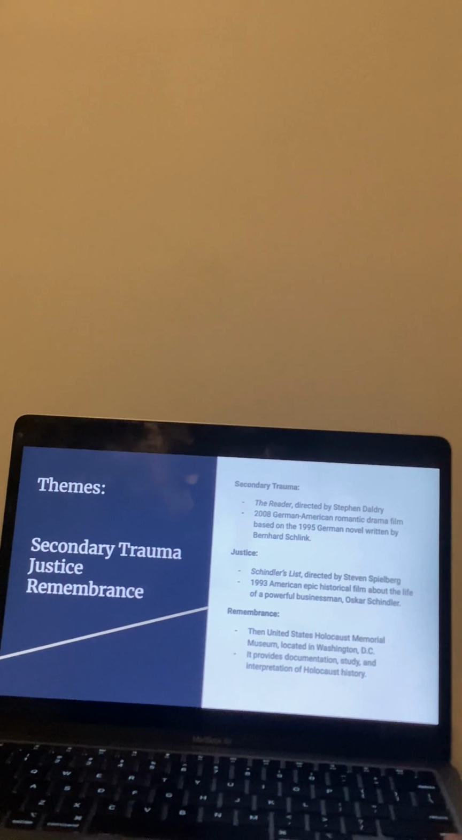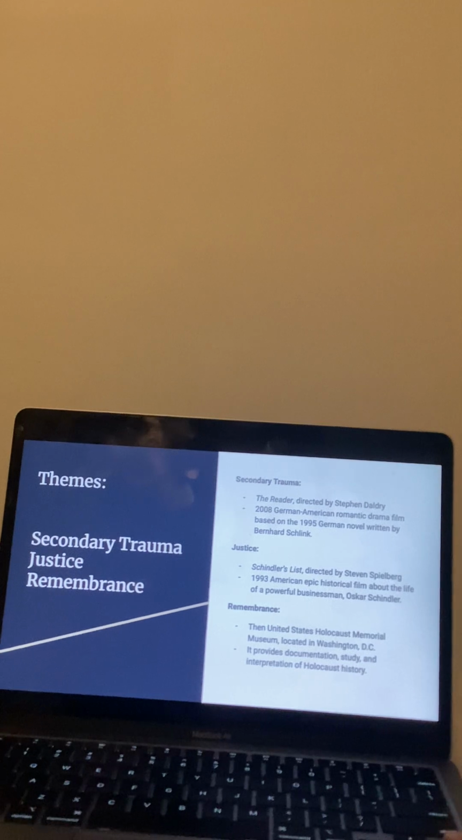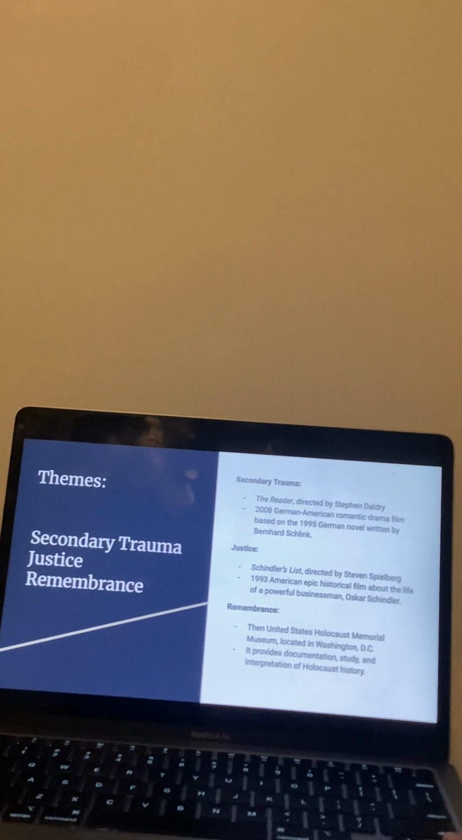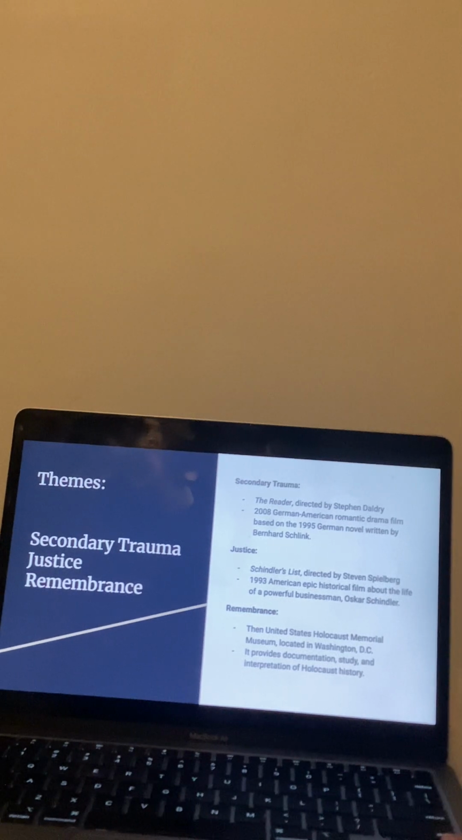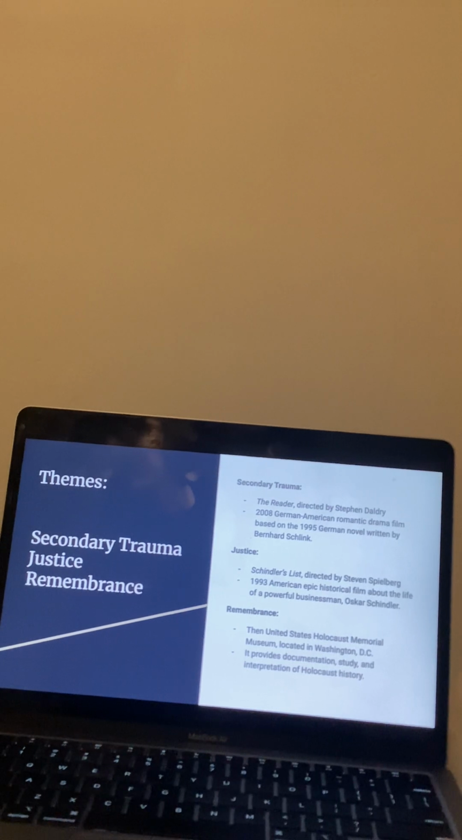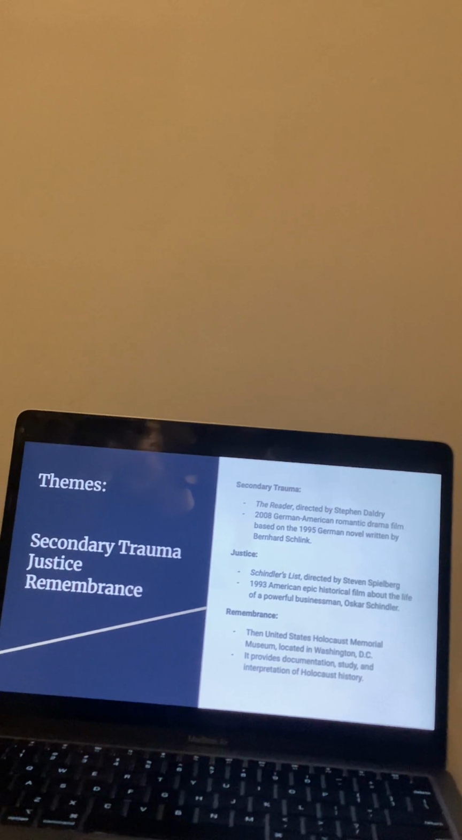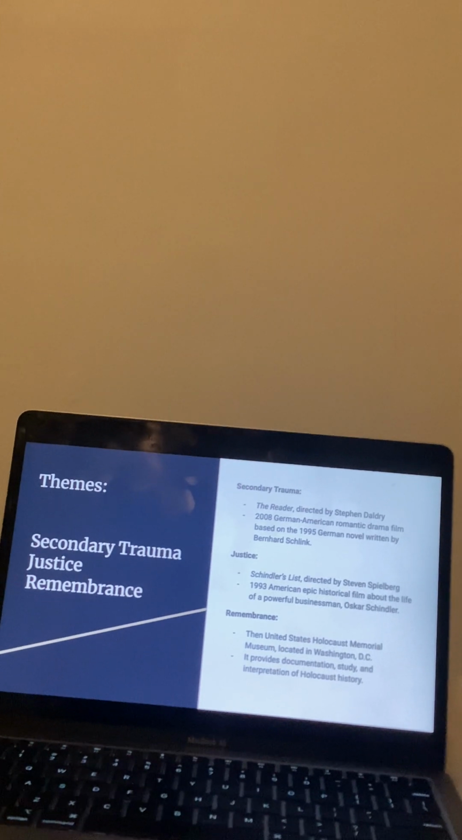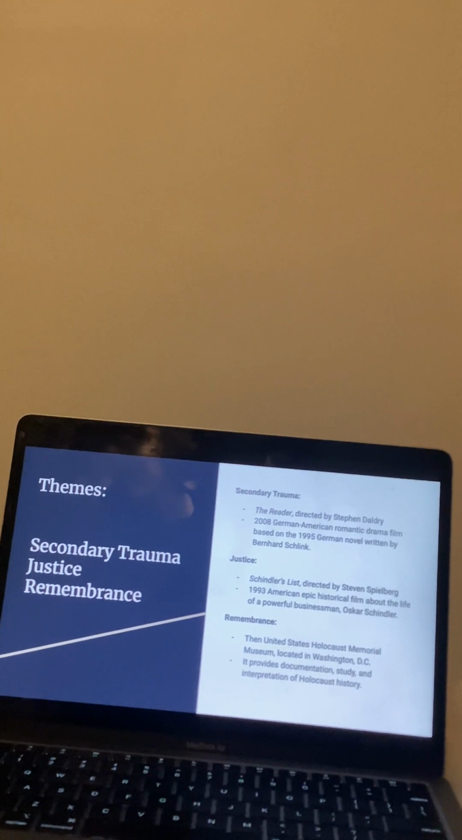And then justice was found within Schindler's List, a 1993 American epic historical film about the life of a powerful businessman, Oskar Schindler. And then remembrance was found within the United States Holocaust Memorial Museum located in Washington, D.C., and it provides documentation, study, and interpretation of Holocaust history.